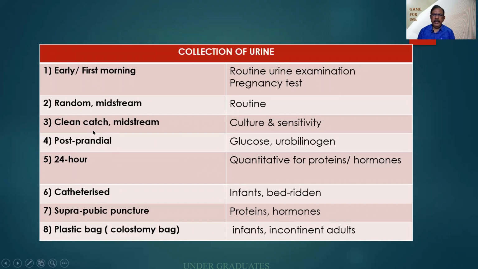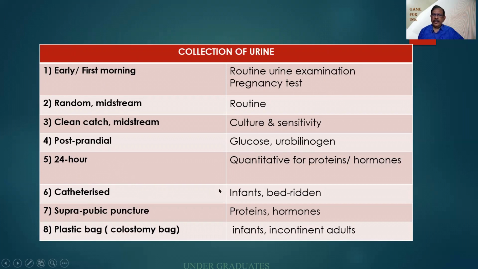Clean catch. The genitalia are supposed to be cleaned and then the labia separated. Finally, a midstream urine is collected. The first part of it is not collected and the midstream alone is conducted into the containers. This is mainly for culture and sensitivity. Postprandial. It can be for glucose and urobilinogen.